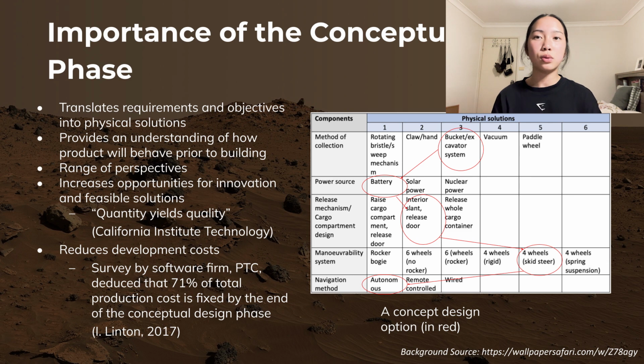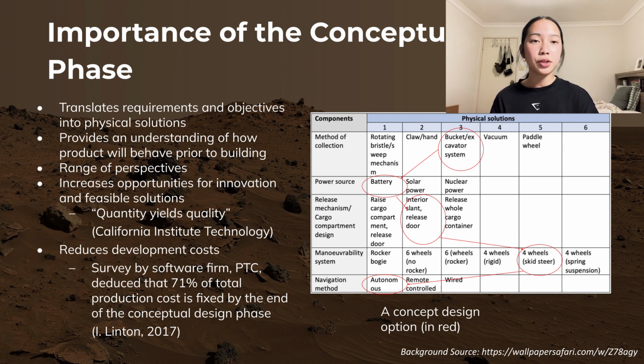An example of a tool used to create a design space is a morphological chart. A morphological chart allows engineers to visualize a large range of physical solutions to specific functions and quickly create multiple designs by using different combinations. Design spaces are crucial as they allow engineers to consider a range of perspectives from peers, facilitate innovation, and increase opportunities for realizing the most feasible solutions.